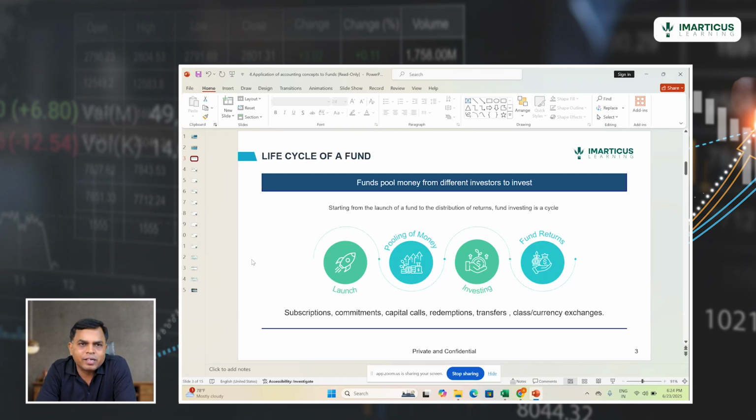And the last is fund return. Once the fund generates the return, this return is passed back to the investor in the form of distributions. To summarize, there are four stages: a fund is launched, the fund pools the money from the investors, the fund invests in the securities, and the return generated by the fund is passed back to the investors in the form of distributions. So these are the four stages of the life cycle of a fund.